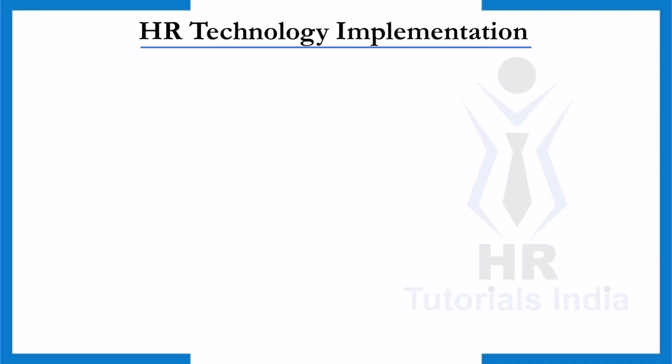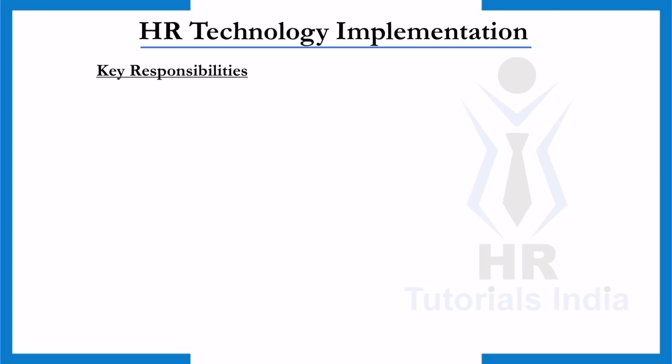HR technology implementation. In today's digital age, the role of technology in human resources has become increasingly important. HR technology implementation is the key to streamlining HR processes, enhancing efficiency, and aligning HR operations with the strategic goals of the organization. In this video, we will cover the main elements involved in HR technology implementation and detail the specialized roles that help drive the successful adoption and integration of HR systems.